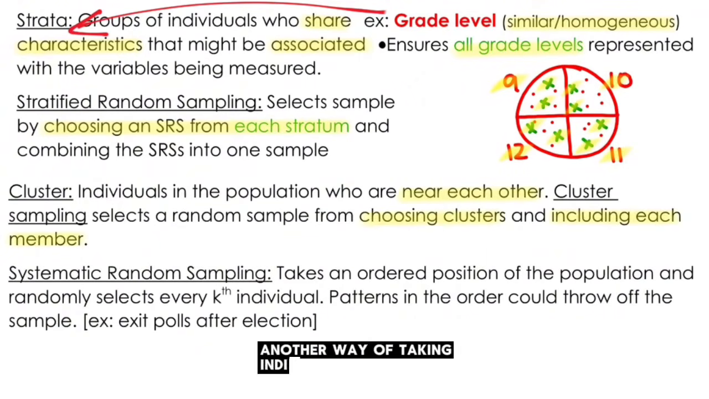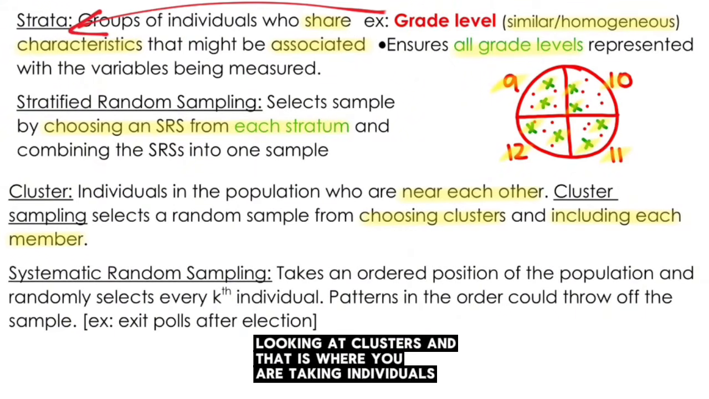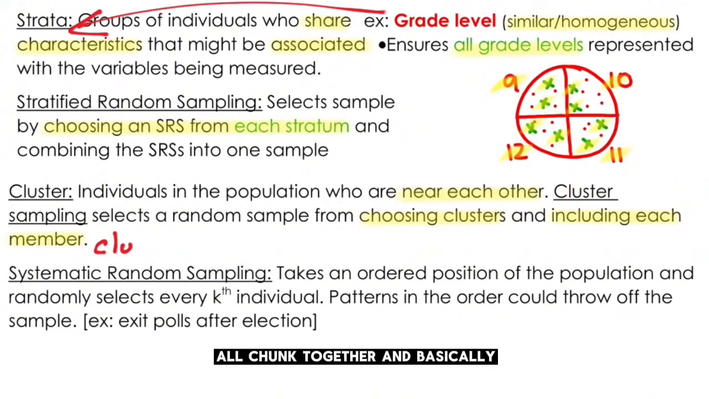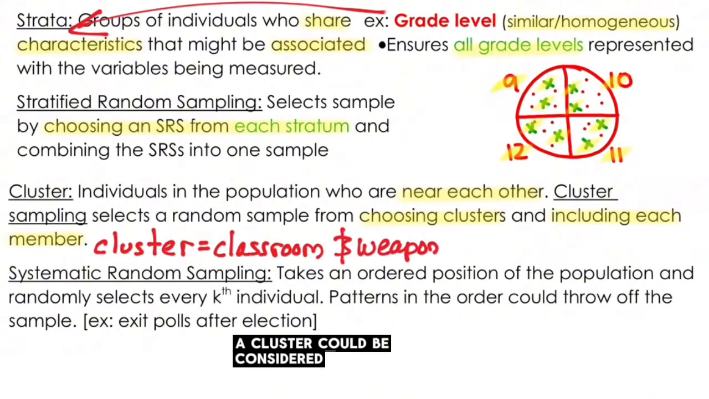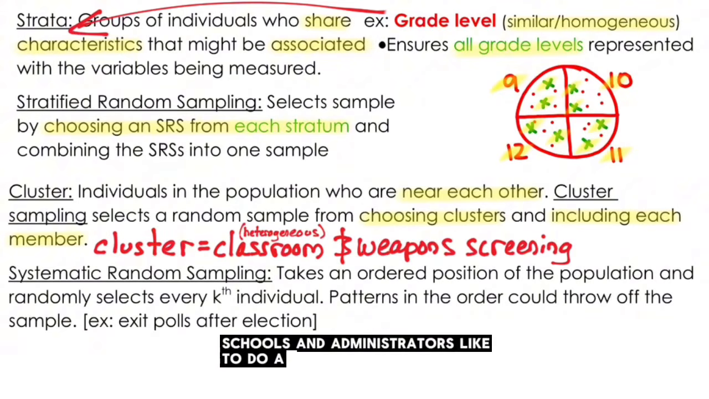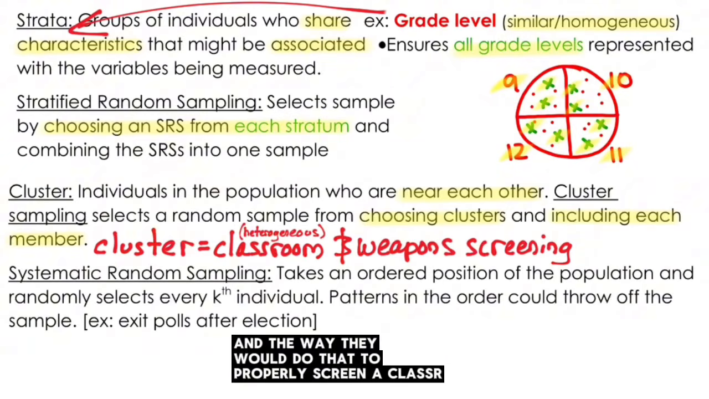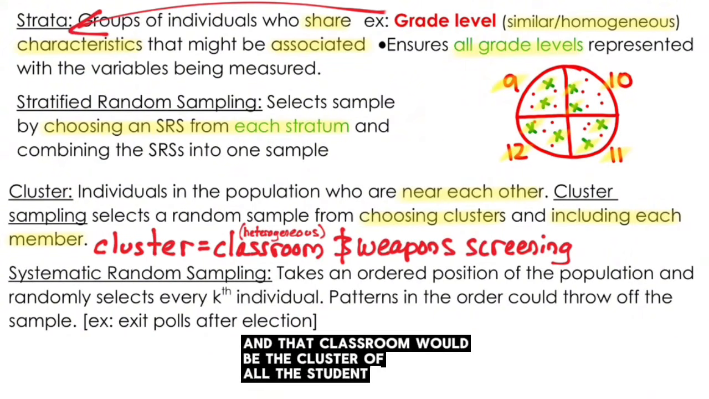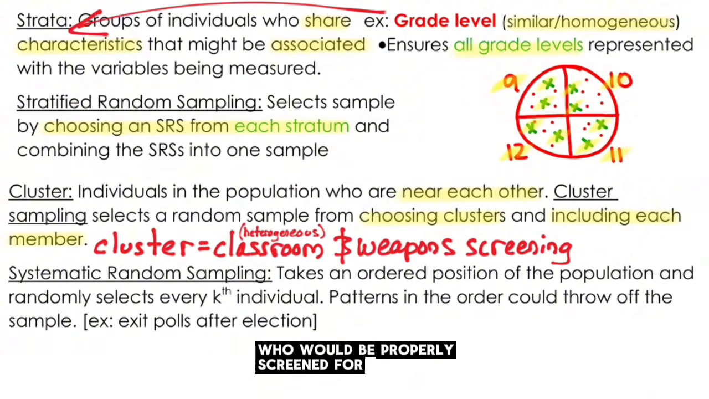Another way of taking individuals would be looking at clusters. And that is where you are taking individuals that are basically near each other, all chunked together. Basically, a cluster could be considered a classroom that students are in. And sometimes schools and administrators like to do a weapons security check. The way they would do that to properly screen a classroom is they would choose one classroom, 2 classrooms, however many, and that classroom would be the cluster of all the students who would be properly screened for weapons.